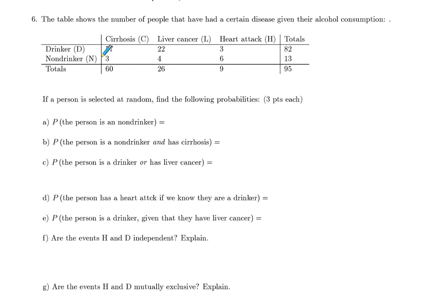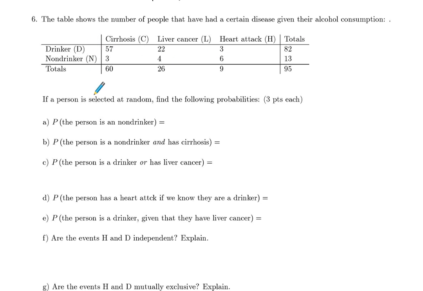So here we've got a table, and we've divided up drinkers and non-drinkers, and then we categorized how many had various diseases. So we have a grand total of 95 people that are included in the data here. 60 of them had cirrhosis, 26 had liver cancer, and 9 had heart attacks, and I labeled those events C, L, and H just to make it easier. Drinkers, we had a total of 82. Non-drinkers, a total of 13, and I labeled them D and N.